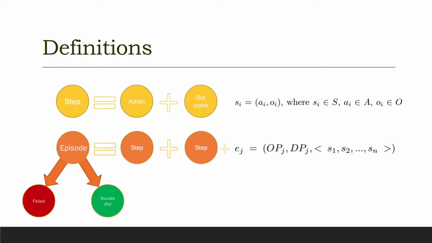As you can see in this picture, each action and its outcome for our agent in the environment is considered as one step. Therefore, each step moves our agent from a current state to a future state. On the other hand, an episode is a set of consecutive steps with a fixed origin and destination point.